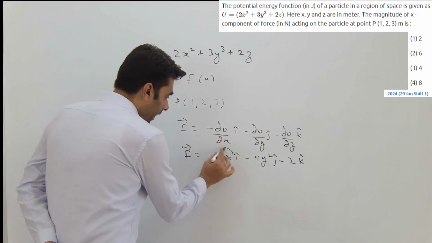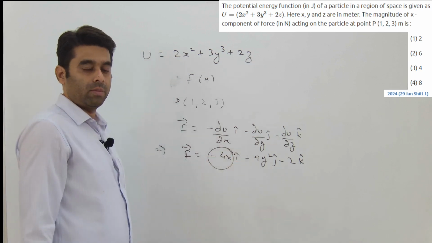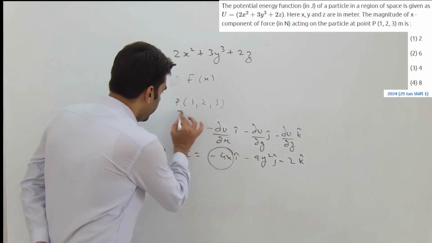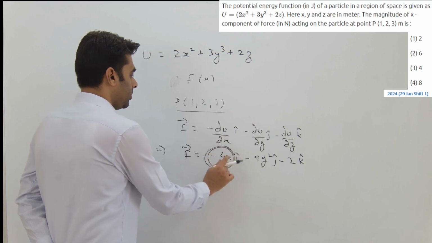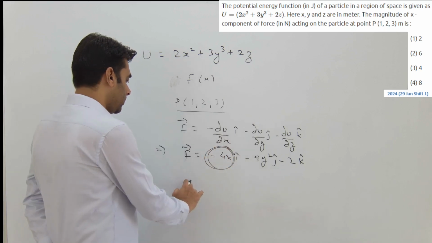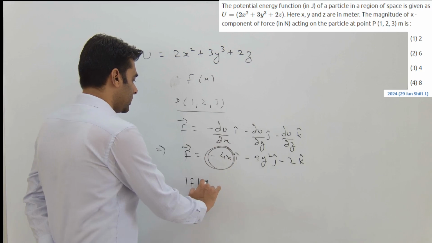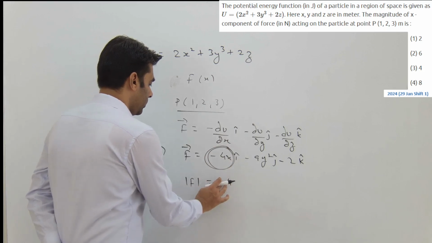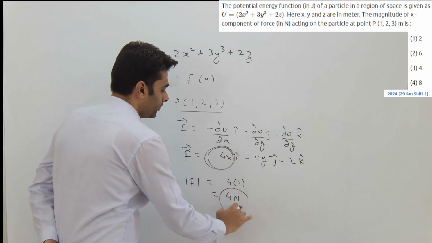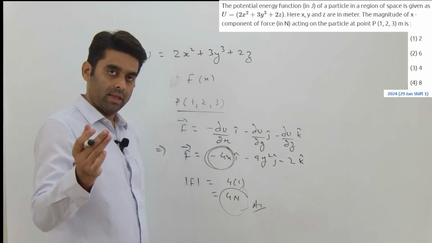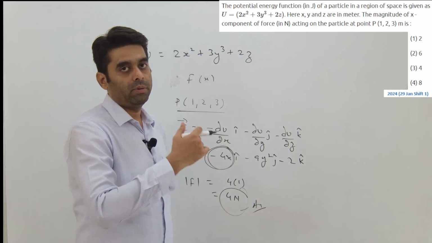We need only the x component of force at point 1, 2, 3. So how much will it be if I substitute x equals 1 in this? Force x component is minus 4 into 1, right, 4 Newton. 4 Newton will be the answer. They are asking us only the magnitude, so it will be 4 Newton.